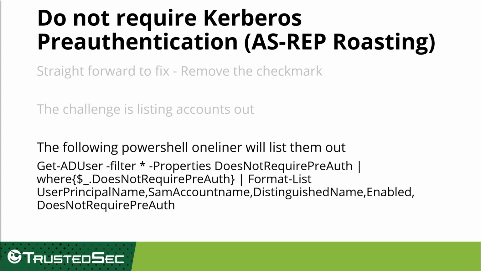This is using the native Get-ADUser cmdlet with the filter of star, meaning every account. And then I include the property DoesNotRequirePreAuth. That's the attribute you're looking for. Then I'm piping that, and then I'm listing out all the objects where DoesNotRequirePreAuth is true. Then I'm piping that to Format-List where I only output the UserPrincipalName, SamAccountName, DistinguishedName, Enabled, and DoesNotRequirePreAuth. That's all there is to it.